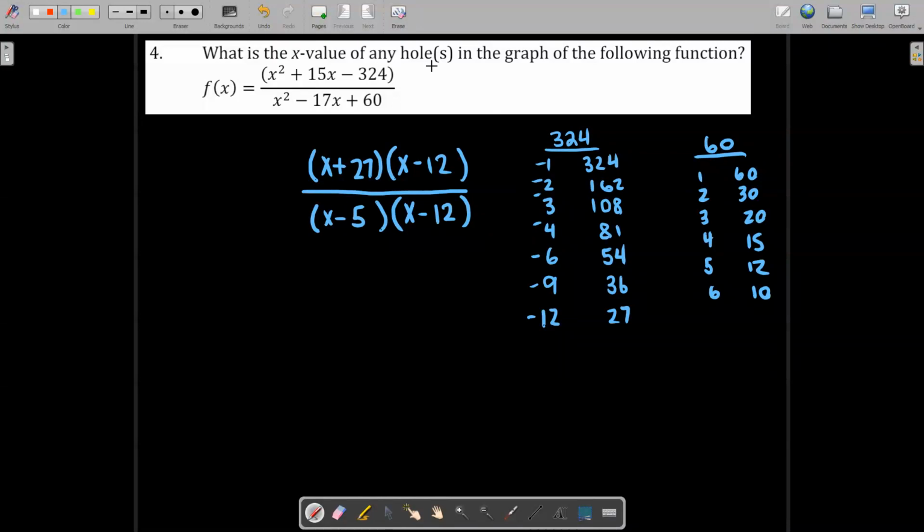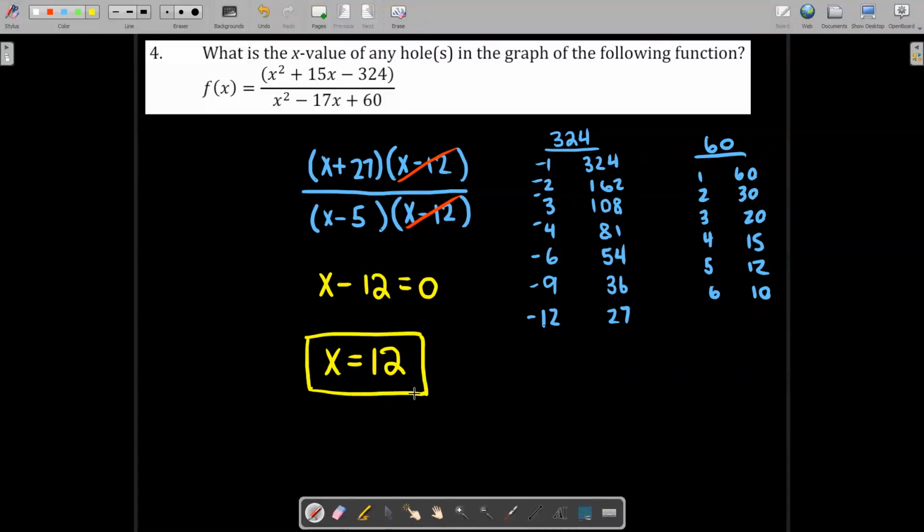Now a hole, which is what we're looking for, is the one that cancels out. So an asymptote is the one that doesn't cancel out, and the hole is the one that does. So x minus 12 is the one that cancels. So we set x minus 12 equal to 0, and we find that the hole is going to have an x value of 12. To find the y value, you'd plug it back in, but we don't need to do that. It just says the x value, so this is the answer to number 4.